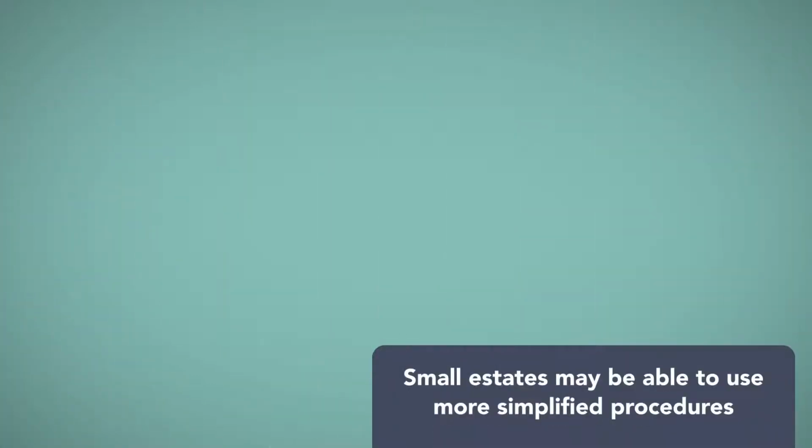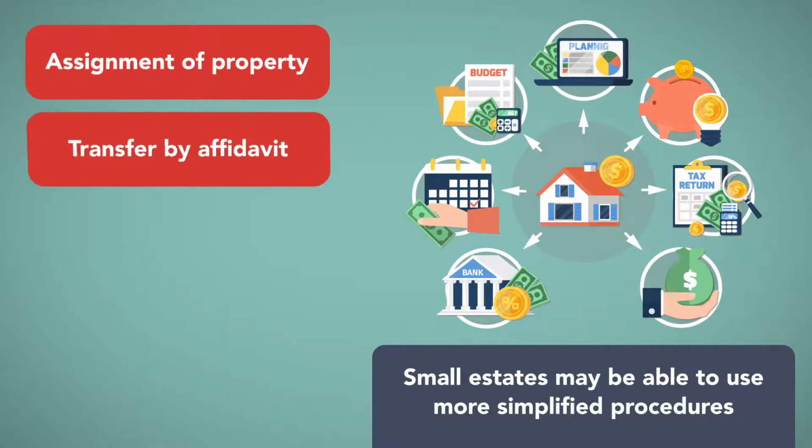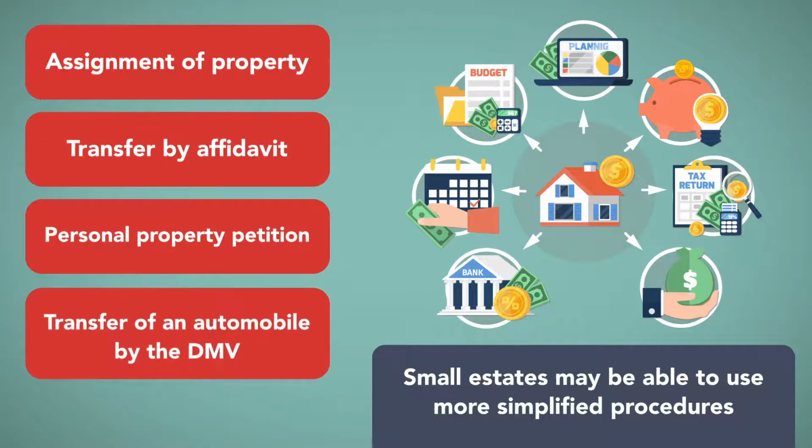Small estates may be able to use more simplified procedures, such as an assignment of property, transfer by affidavit, personal property petition, and transfer of an automobile by the Department of Motor Vehicles.